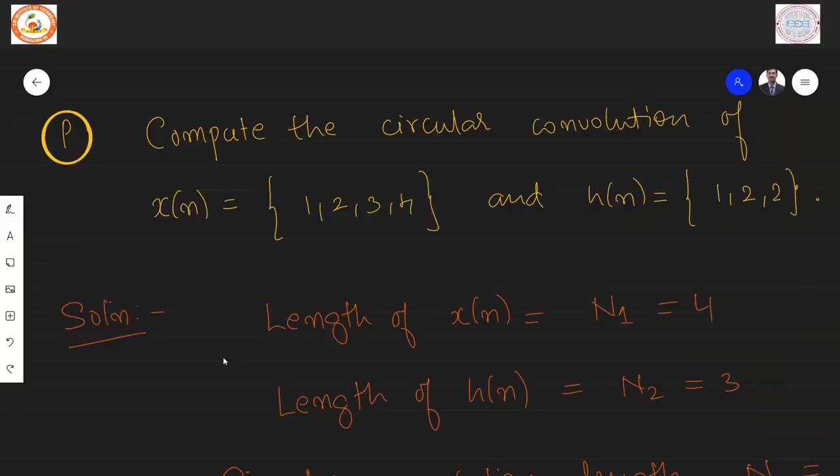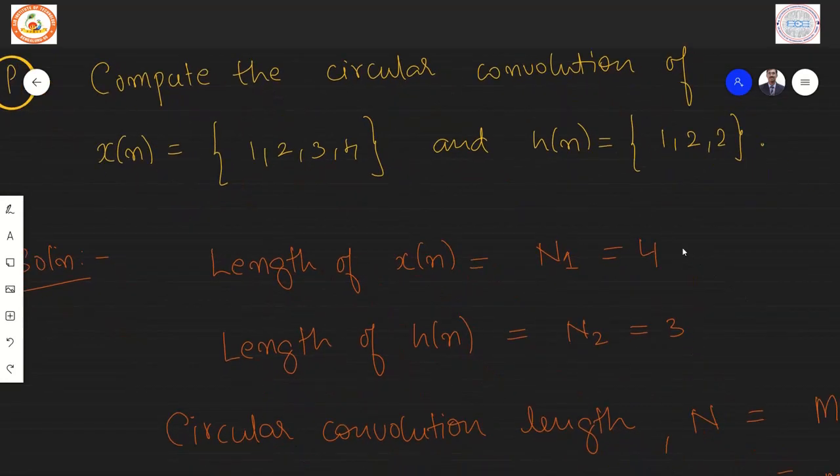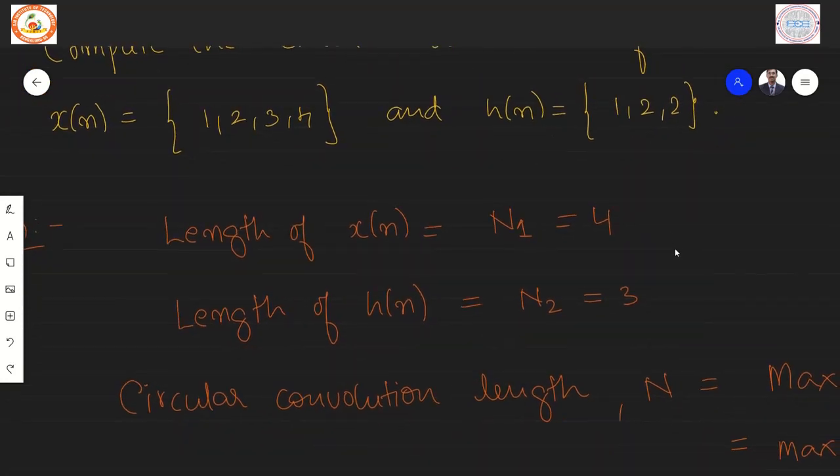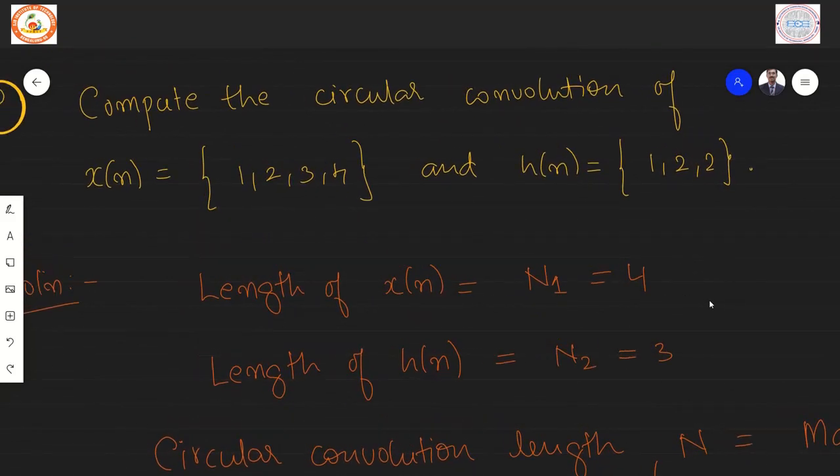Let us consider a problem which is based on calculating the circular convolution of two given sequences. In this problem, the value of x of n is given as 1, 2, 3, 4 and the value of h of n is given as 1, 2, 2.